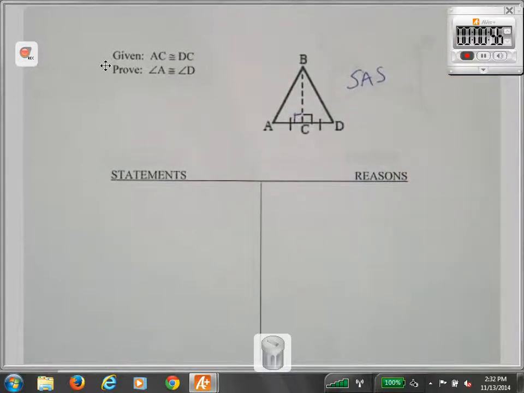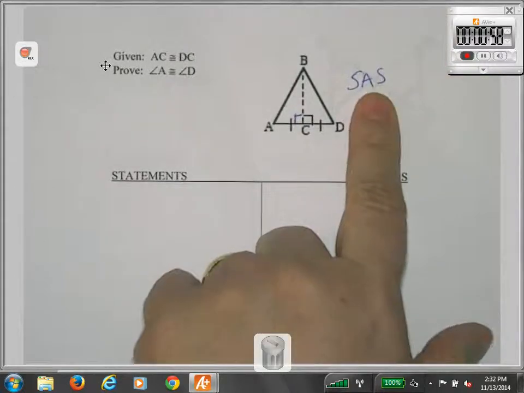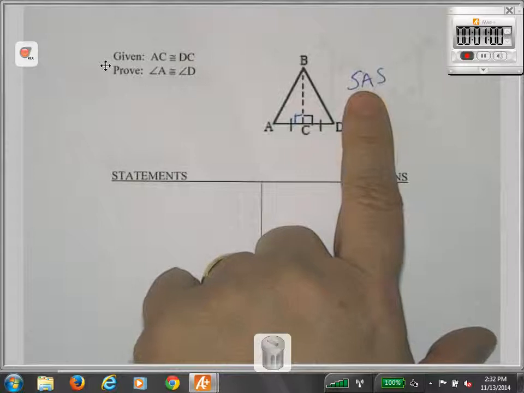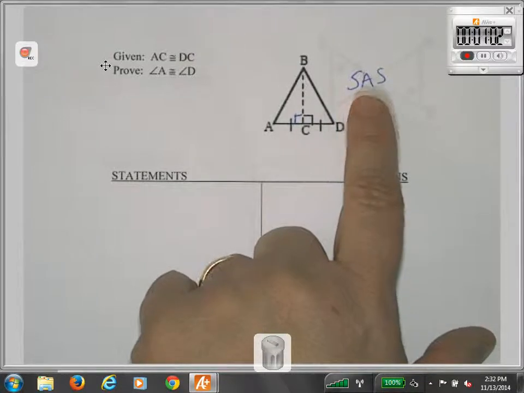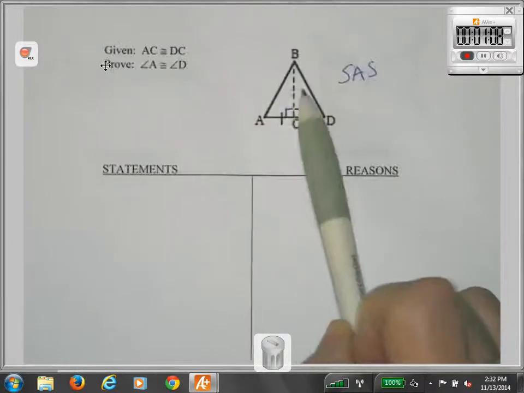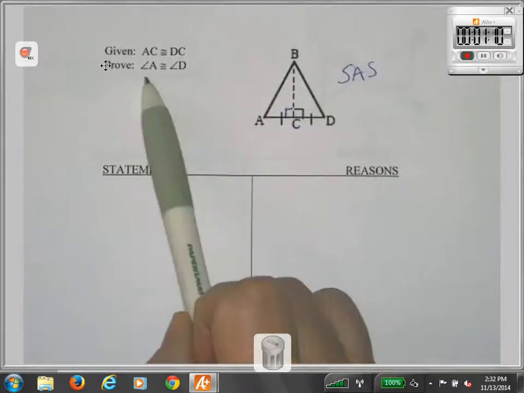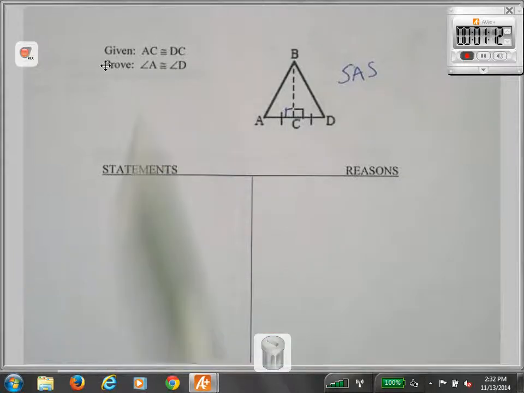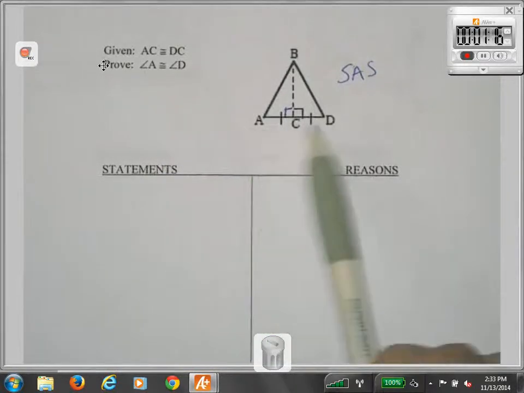When you're doing this, I want you to write that down. Okay, this shows me that you've thought through that process and you know exactly what theorem you're going to use. And then, now, we are going to prove that these two triangles are congruent, but really what they're asking us to end up with is that angle A and angle D are congruent.